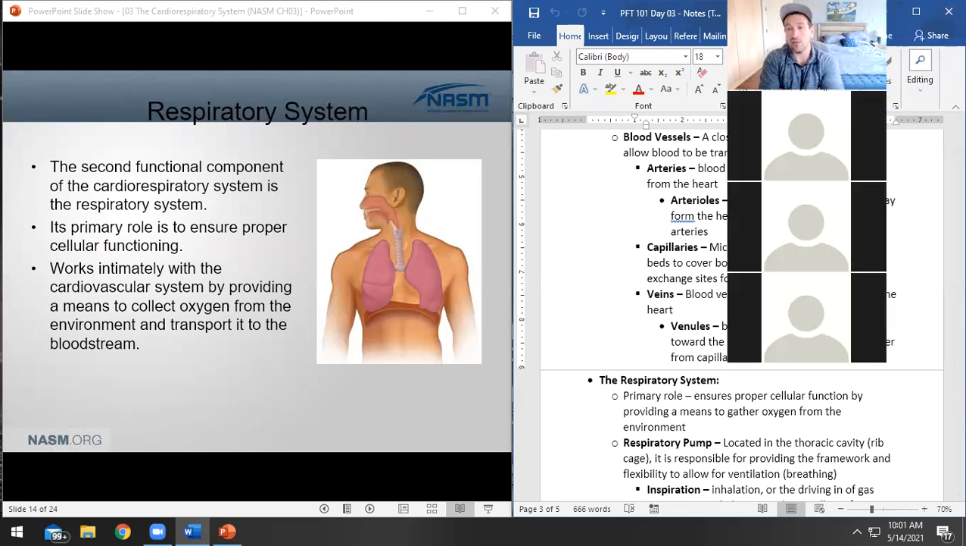And that is your cardiovascular system. Any questions on blood vessels, or the heart? Anything?